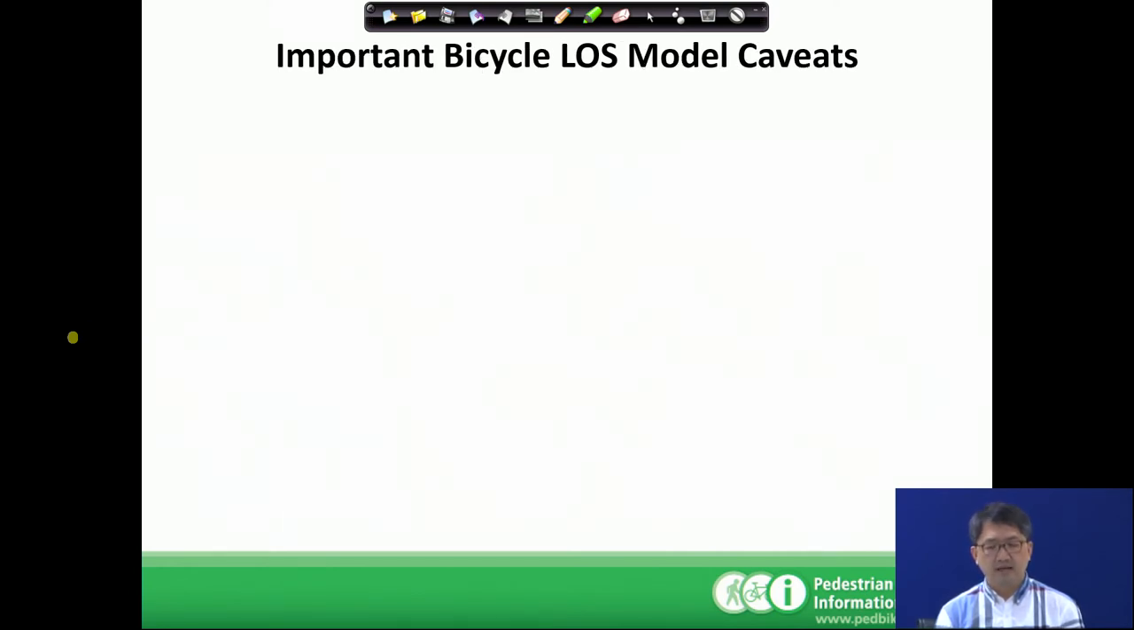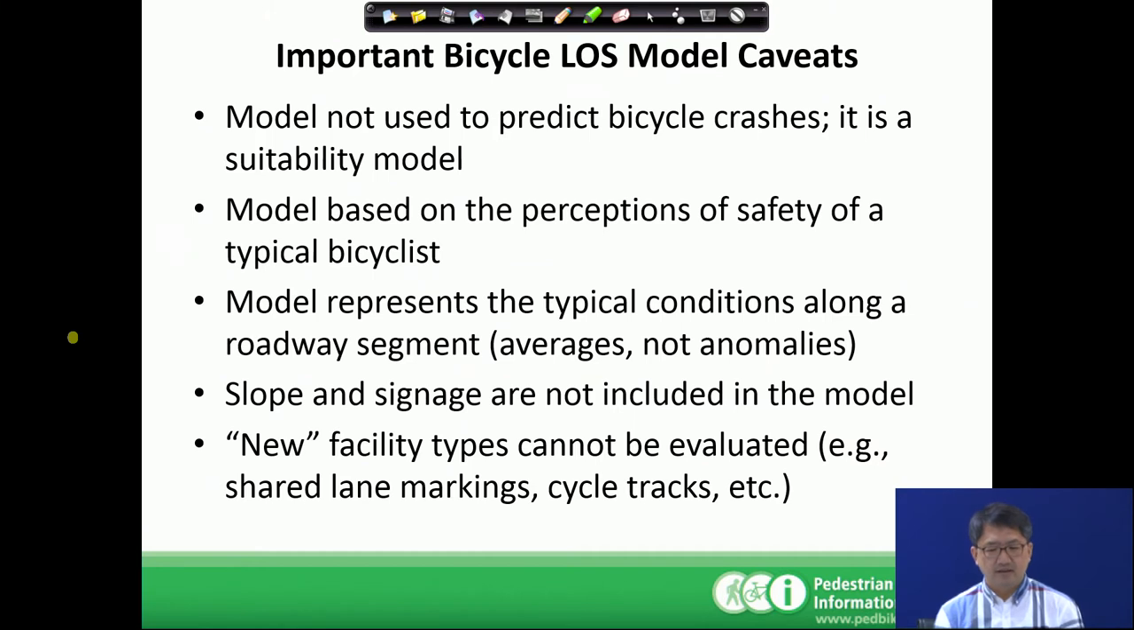So some caveats, nothing is perfect. So the model is not used to predict bicycle crashes. Again, there's none available. A lot of crash models are based on good data. And there are so many situations of bike crashes, so they don't have yet a reliable model, statistically reliable model. So this is not considering safety.